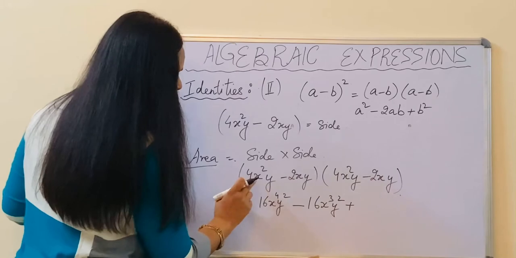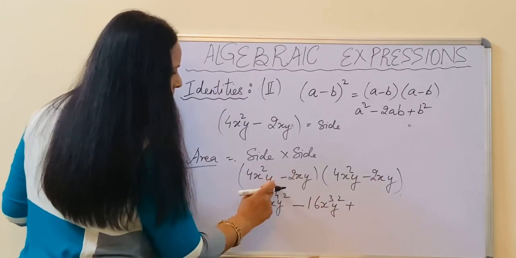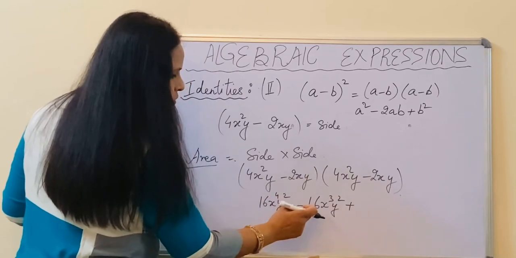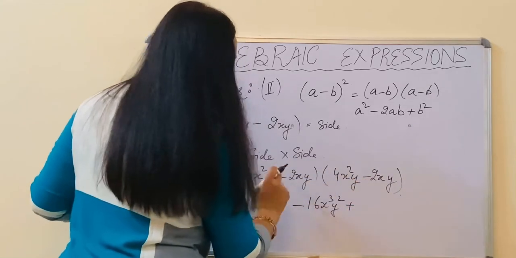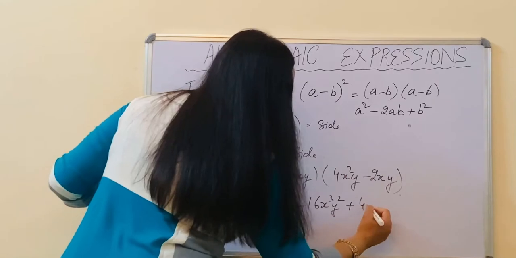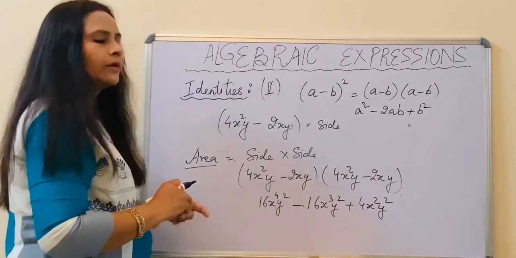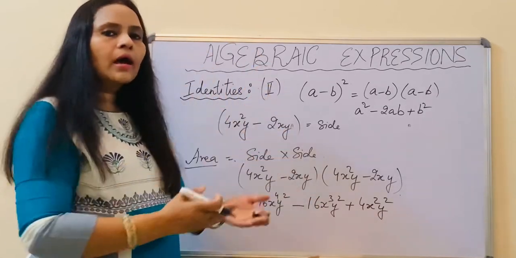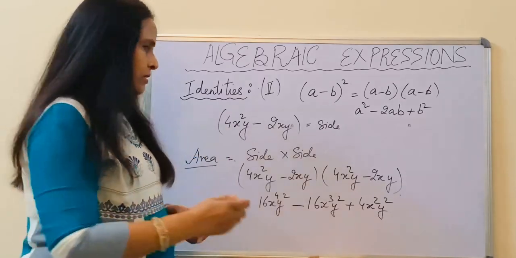x square y times x cube y square. How is it possible, x 2 plus 1 is 3 and y 1 plus 1 is 2. So it comes out to be 16x cube y square. The next one is plus 2 square means 4 x square y square. So this is the answer in one go. You just have to memorize what are the identities we are using in this.